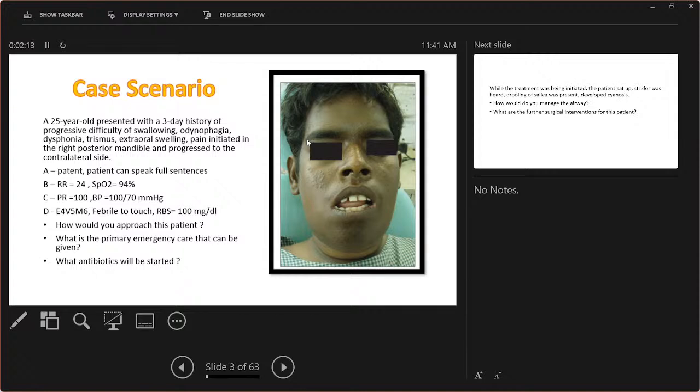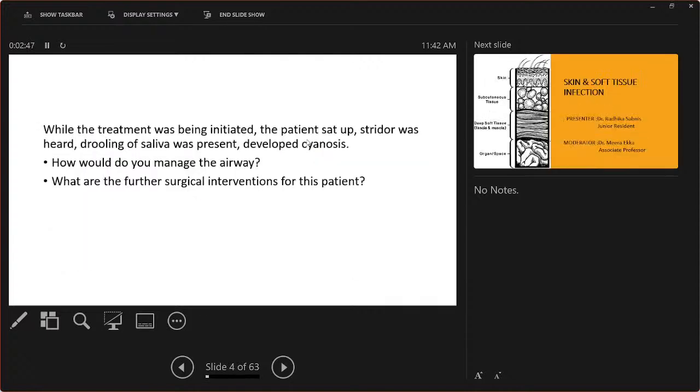A 25-year-old presented with a 3-day history of progressive difficulty of swallowing, odynophagia, dysphonia, trismus, extraoral swelling and pain initiated in the right posterior mandible, which progressed to the contralateral side. Airway is patent. Patient can speak in full sentences. The respiratory rate was 24, saturation 94, and the pulse rate was 100 with a BP of 100/70. Patient was febrile to touch. How would you approach this patient? What is the primary emergency care that can be given? What antibiotics will be started?